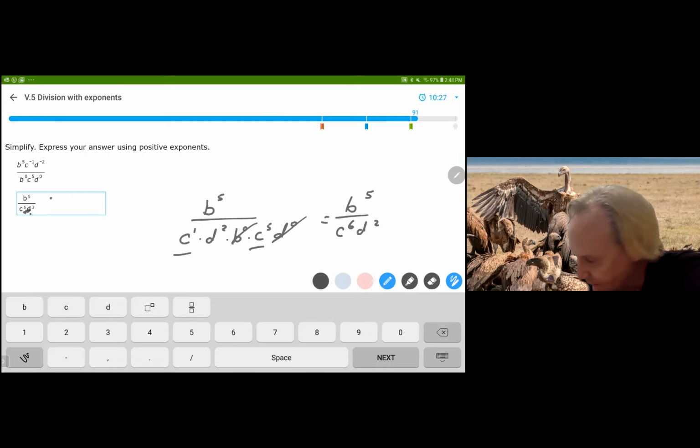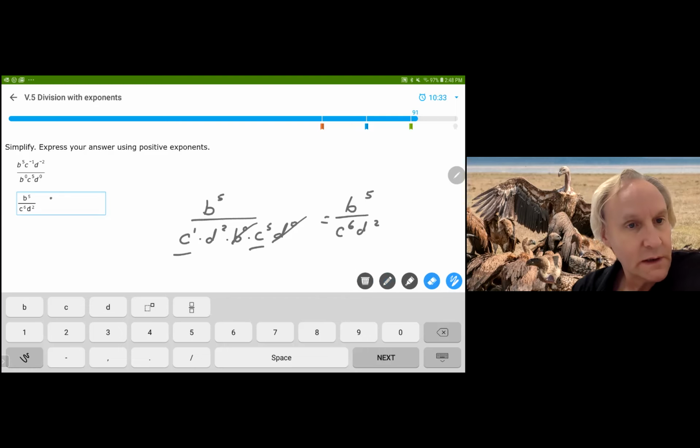D raised to second. I said second. All right, so I'm going to erase it so you can see it. Sorry, guys. I couldn't seem to get it to go down there. B to the 5th over C to the 6th, D to the 2nd.